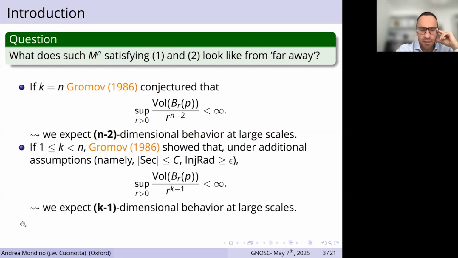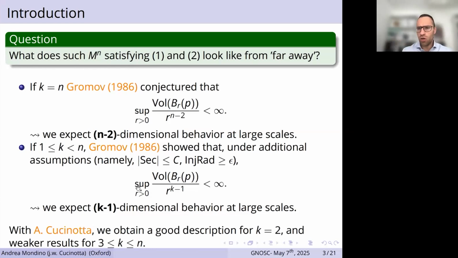For intermediate values of k, instead, Gromov in the same paper showed that if one has a positive k-scalar curvature and some stronger curvature assumptions, namely bounded sectional curvature and bounded injectivity radius, then the volume of large balls is controlled by r to the k minus 1. So we expect that positive k-scalar curvature implies a k minus 1 dimensional behavior at large scales.